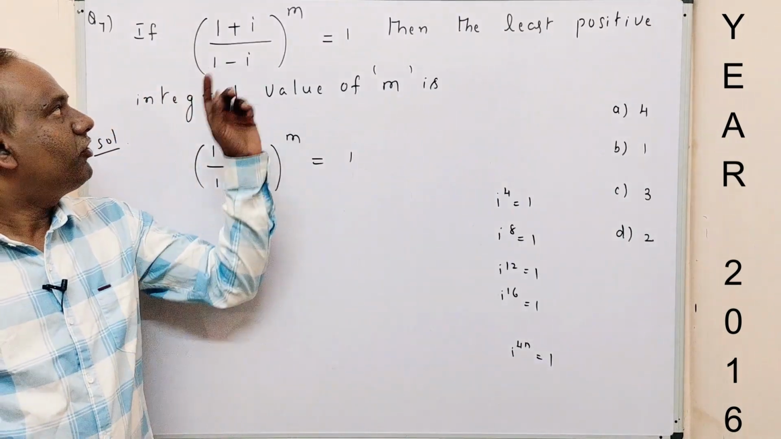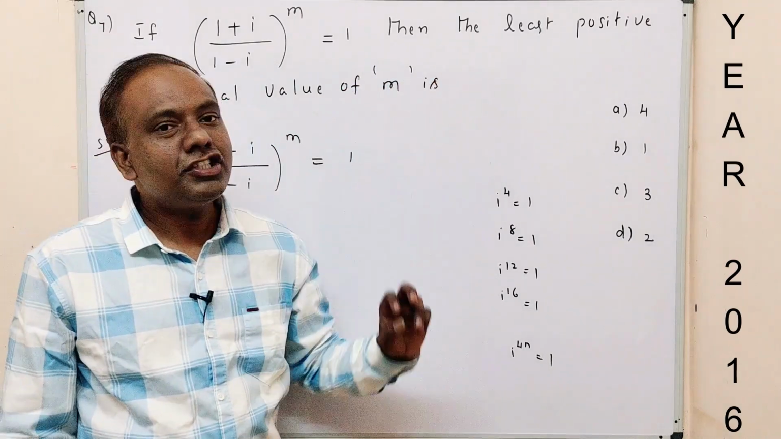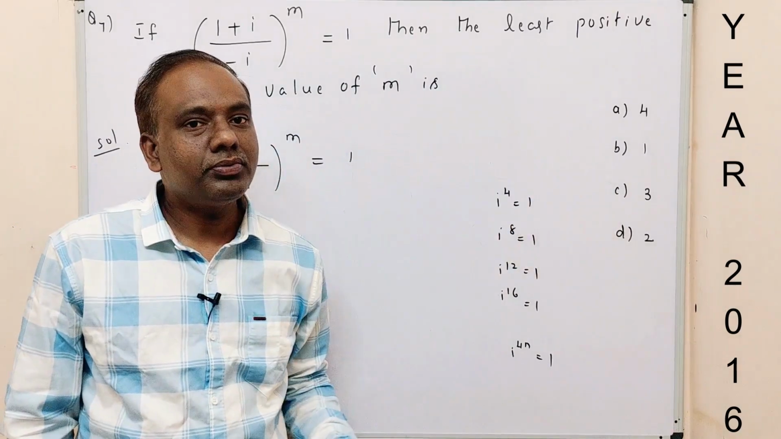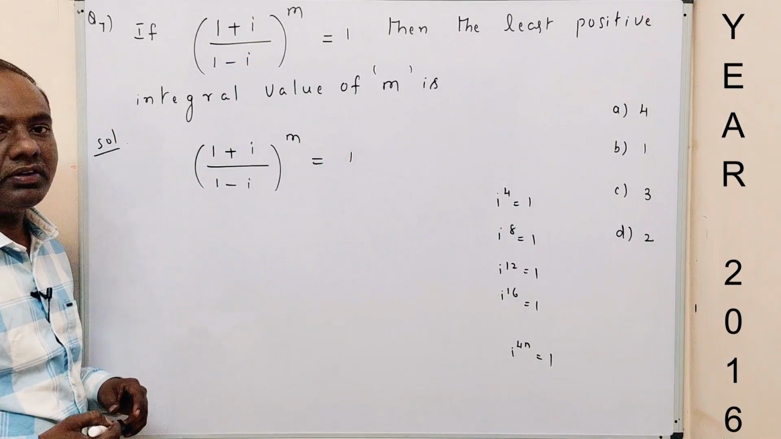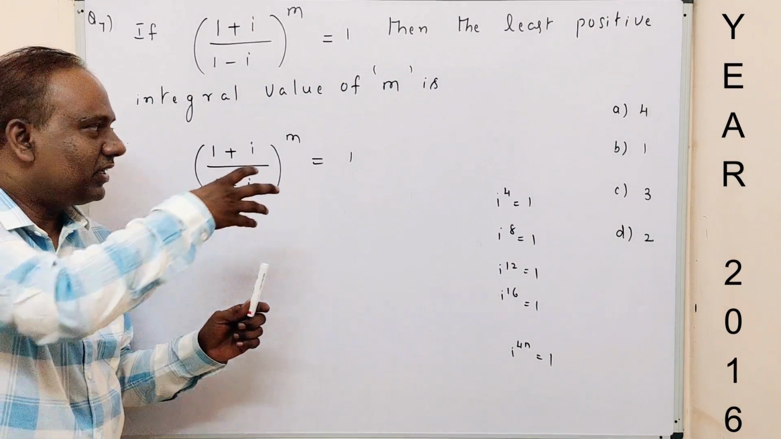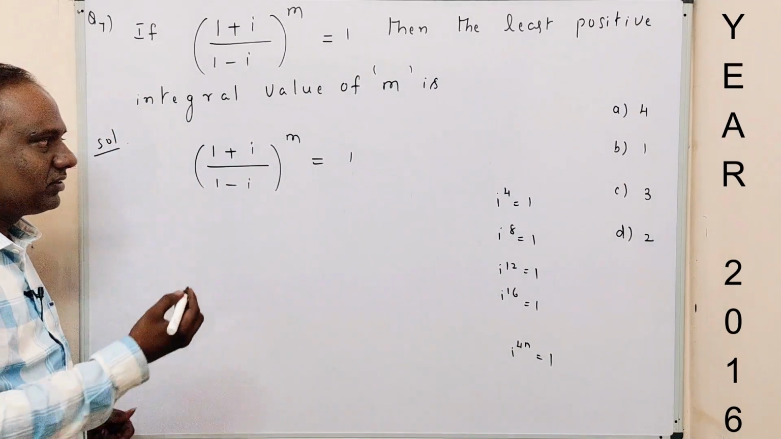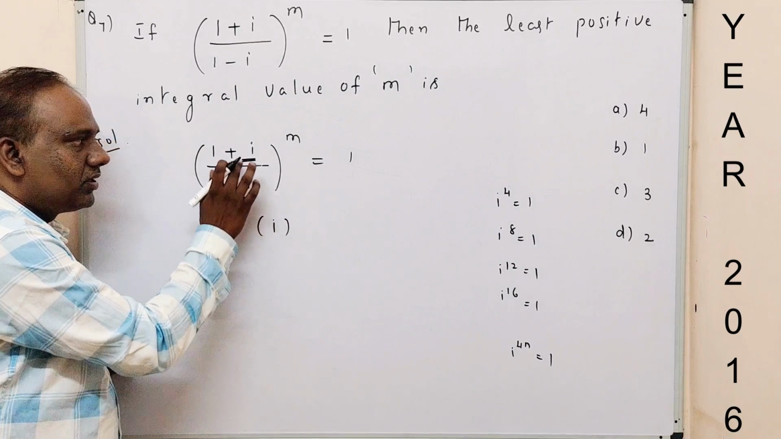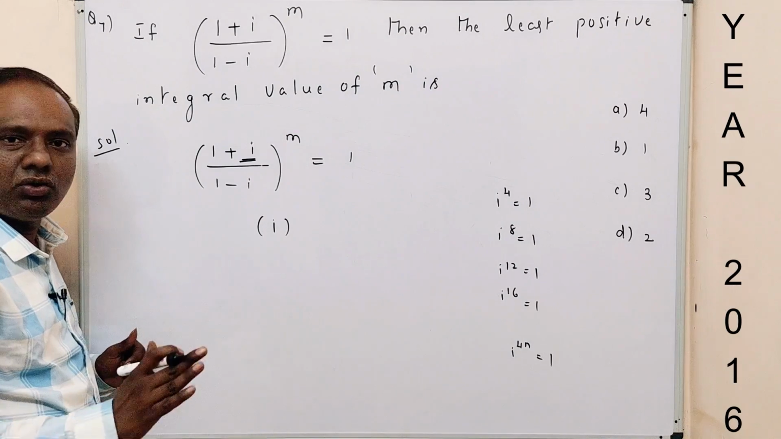Here the question is, if ((1 plus i) by (1 minus i)) whole power m is equal to 1, then the least positive integral value of m is. So these are the options. First of all, this value is equal to 1, they given here. So please remember, after the simplification, I am writing the simplification value directly. Suppose it is plus i, you take directly i. If it is minus i, you take directly minus i. Take directly, no problem.